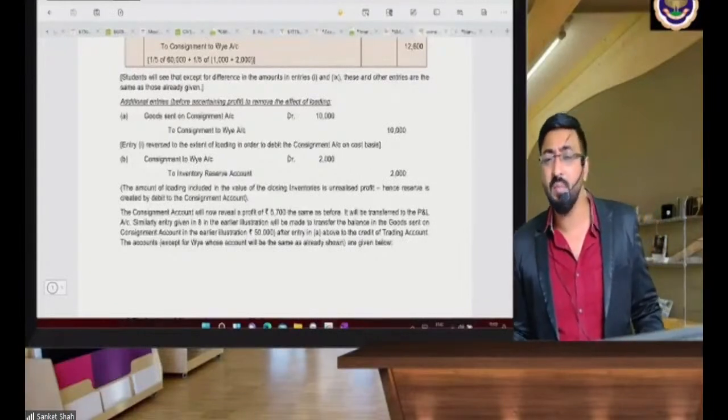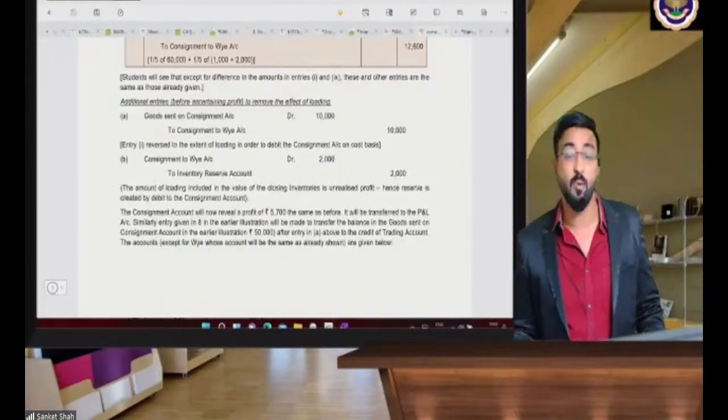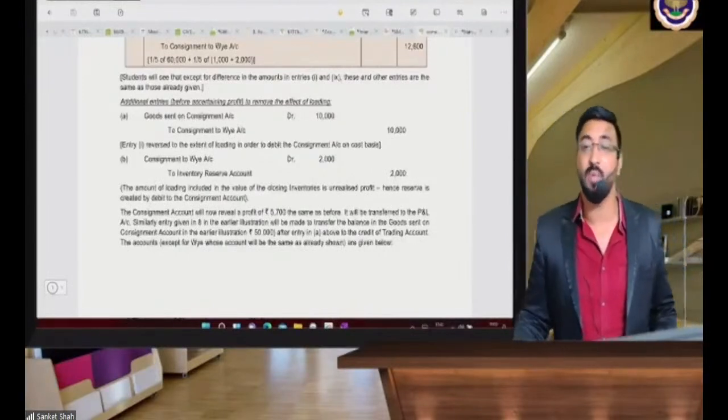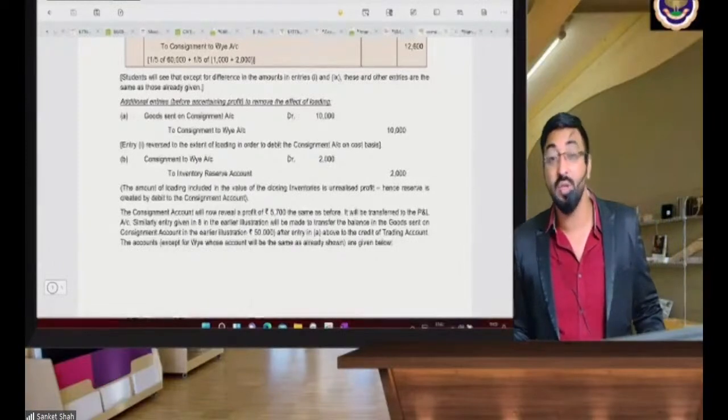Students, please tell me the valuation rule: how to calculate stock on consignment. I'm waiting for your reply. So this is the first question of the day. Let's see who is answering very fast. How to calculate stock on consignment.